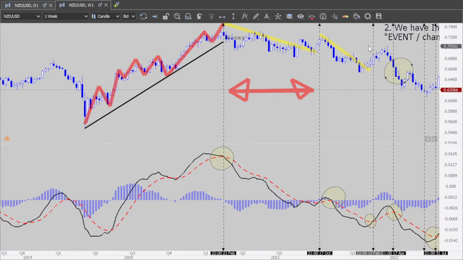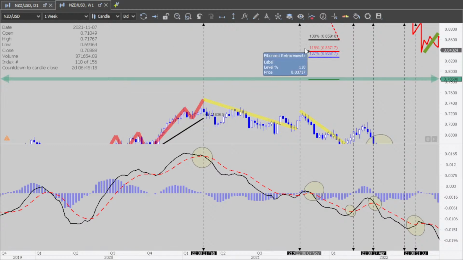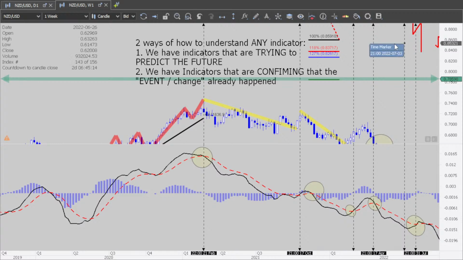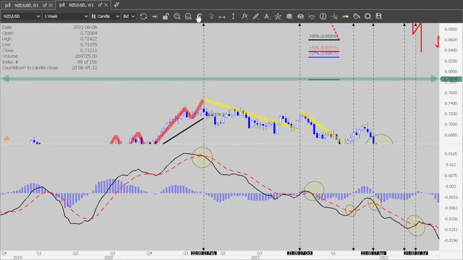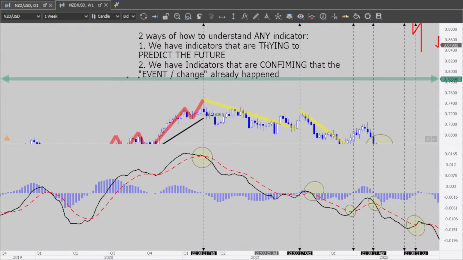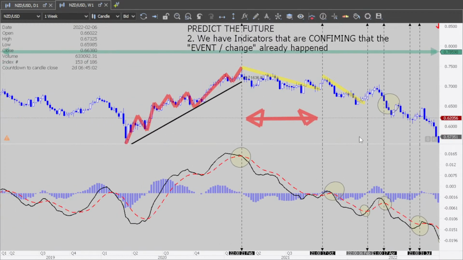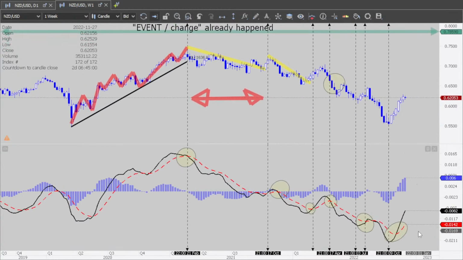MACD is an indicator that is not trying to predict the future. MACD is an indicator that confirms. One more time, I want to get rid of the Fibonacci's, there you go. Okay, can you see it, everybody? Type in the chat, yes, I can see it.